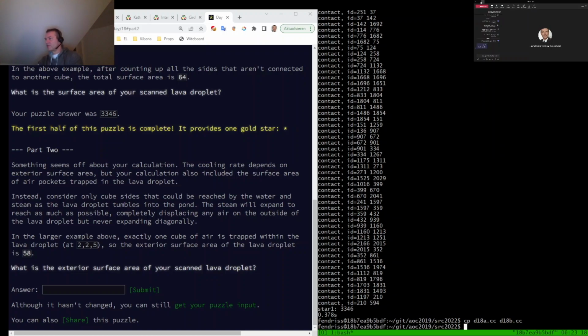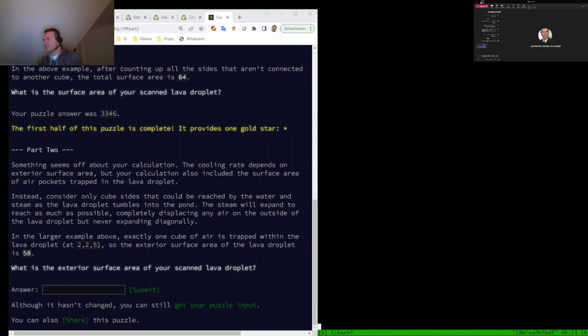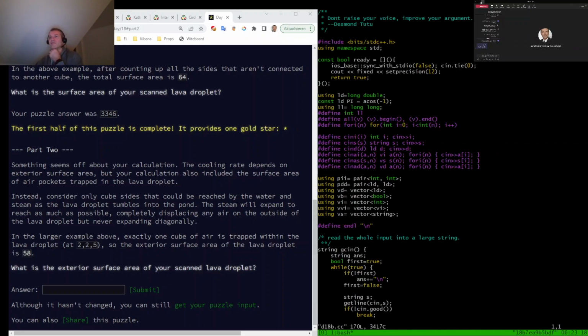This was a stupid error. So now let's see what's the second part. Maybe it's harder. Air pockets. This is more difficult. So how can we get this?